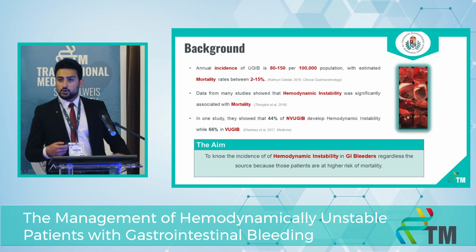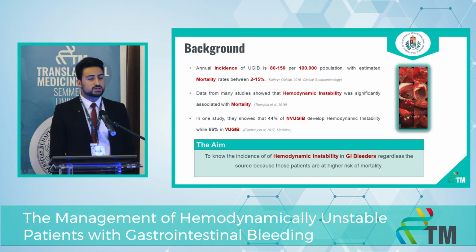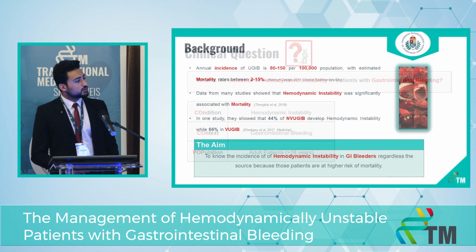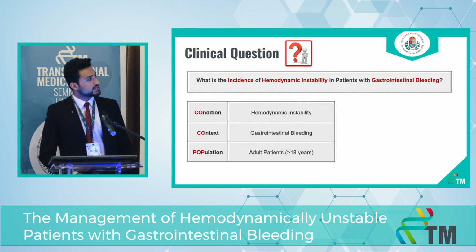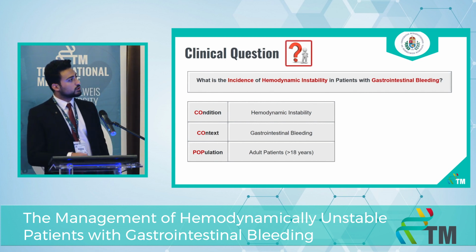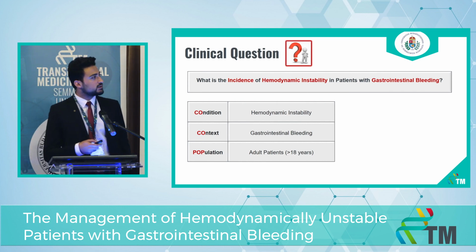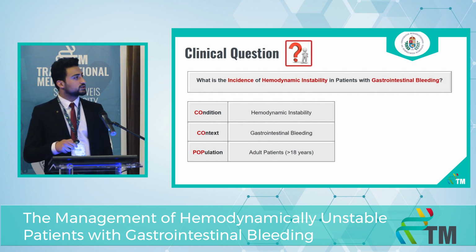So the aim is to know the exact number, as Peter mentioned at the beginning of the meeting, that we believe in numbers. So we are looking for some numbers here. So the question is, what is the incidence of hemodynamic instability in gastrointestinal bleeding? And we use the CoCoPop framework for that. So the condition is hemodynamic instability, the context is gastrointestinal bleeding, and the population is going to be adult patients more than 18 years old.